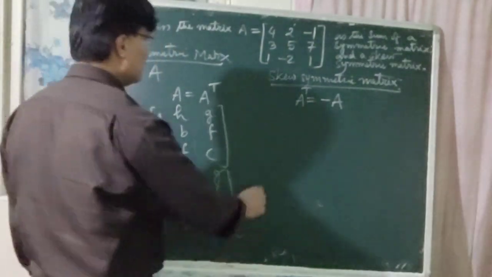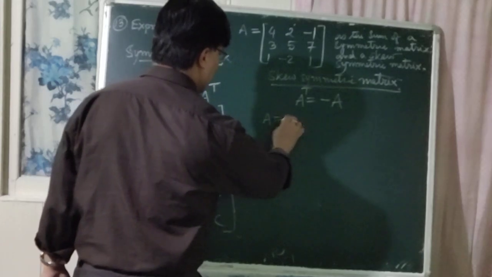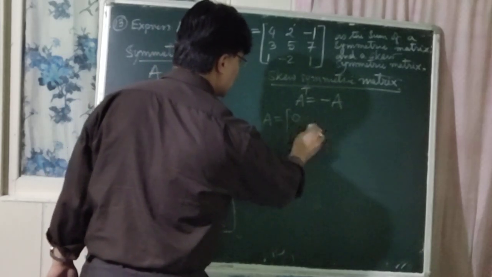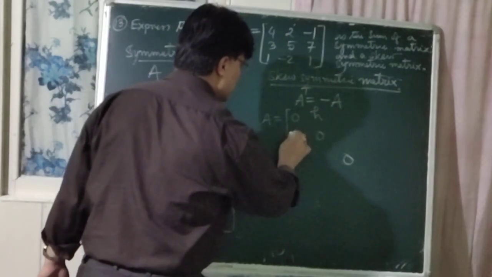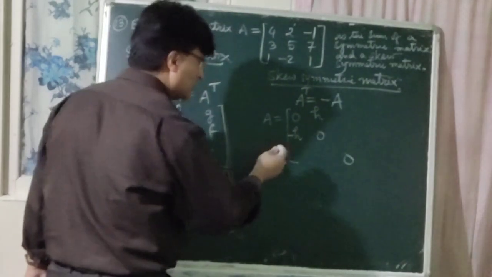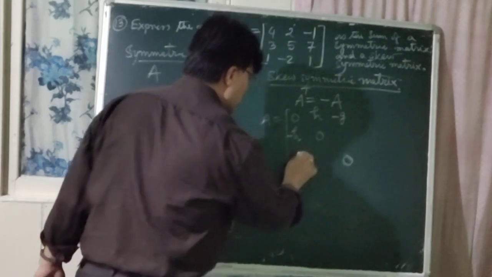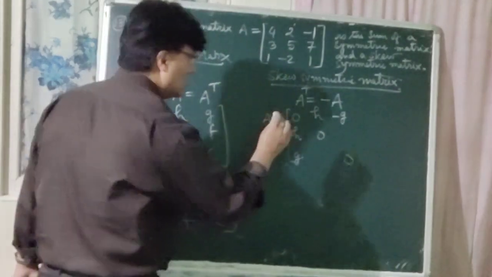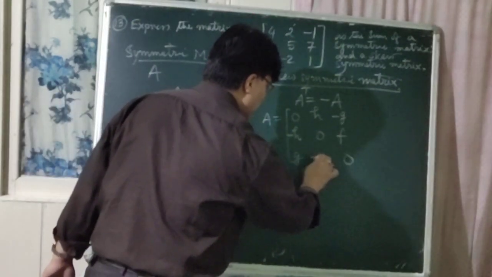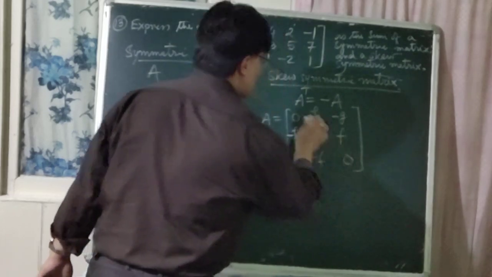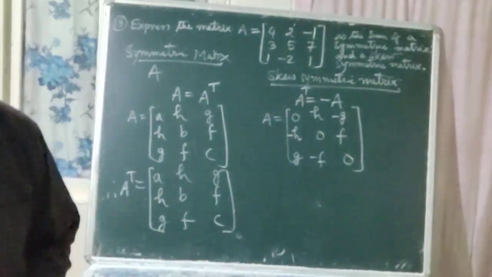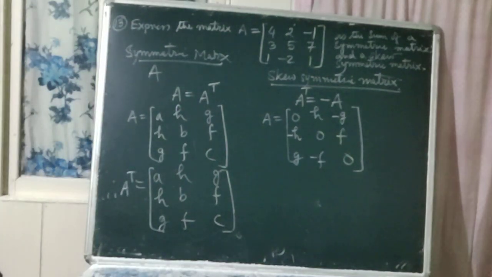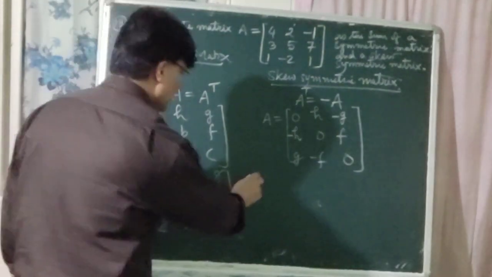So now I'll give you the example. A is equal to, the leading diagonal should be 0 always, right? If it is H, it should be minus H, opposite sign. If it is minus Z, it should be opposite sign Z out here. And if it is F, it should be minus F, right? So this is a skew symmetric matrix. Now we have to prove it, okay?